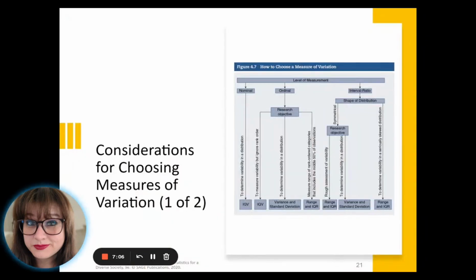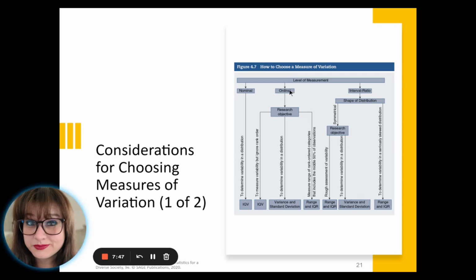But how are you going to choose? We've talked about the index for qualitative variation, range, interquartile range. We've talked about variance and standard deviation. And so how are you going to choose which measure of variation to use? This little table here is super useful. If it is a nominal value, you're going to choose this IQV, because it's really helping you understand diversity and variability in that distribution. That's why understanding the levels of measurement is so important, because this table here helps you understand which option you're going to choose.